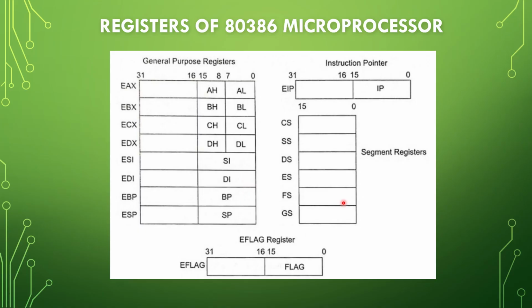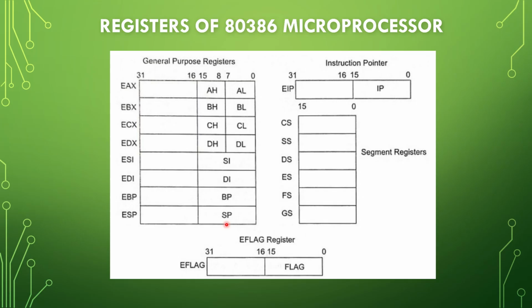So the stack segment is here only. Now comes SP, that is the stack pointer. That is used for stack operations. So this is the overall view of the general purpose registers.